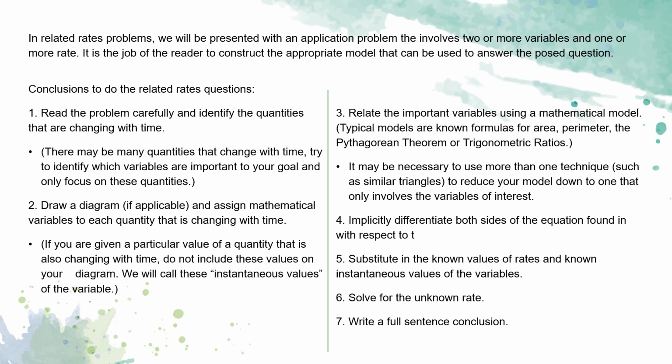Third is to relate the important variables using a mathematical model. Typical models are known formulas for area, perimeter, the Pythagorean theorem, and trigonometric ratios. It may be necessary to use more than one technique, such as similar triangles, to reduce your model down to one that only involves the variable of interest. Fourth step is to implicitly differentiate both sides of the equation found with respect to t. Fifth step is to substitute in the known values of rates and known instantaneous values of variables. Sixth step is to solve for the unknown rate. And lastly, write a full sentence of conclusion.